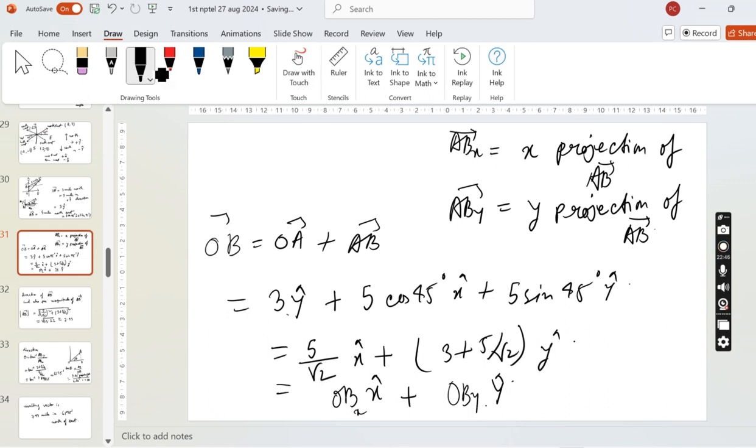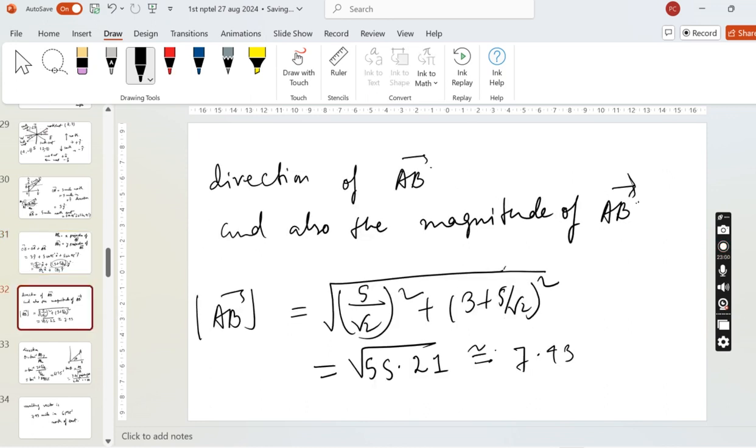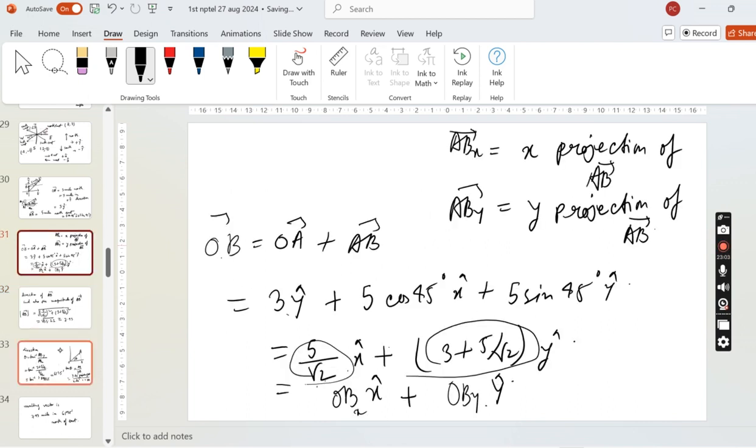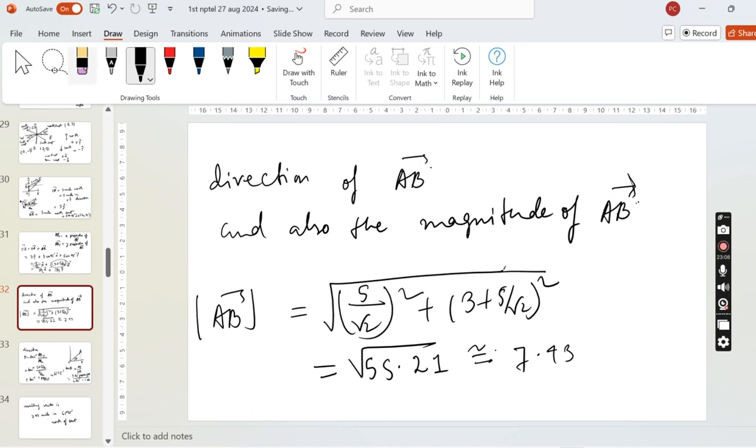So OB is 5 by root 2 x plus (3 plus 5 by root 2) y. This is the x projection of OB and this is the y projection of OB. After that, we have expressed OB. Now we need to know the magnitude of OB. So basically what we need to do is take OBx whole square plus OBy whole square, that is, the x projection of OB squared plus the y projection of OB squared. So we get the amount 7.43.